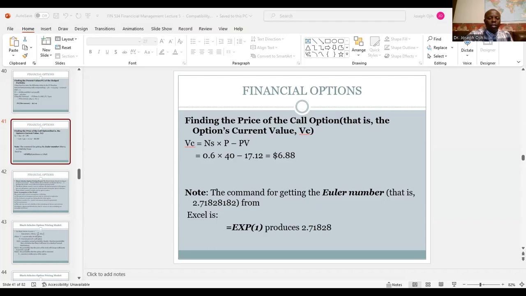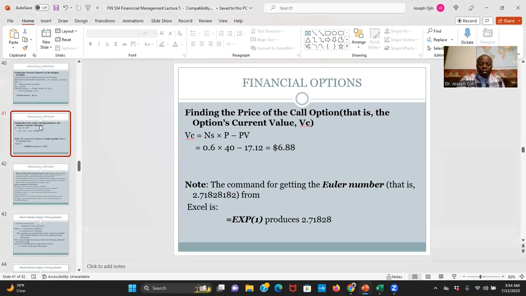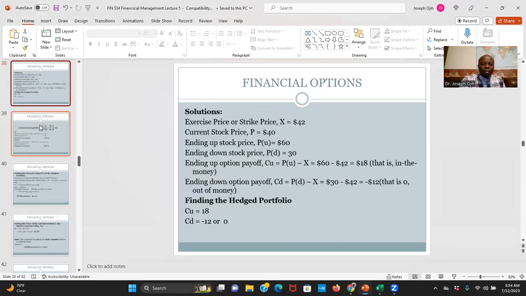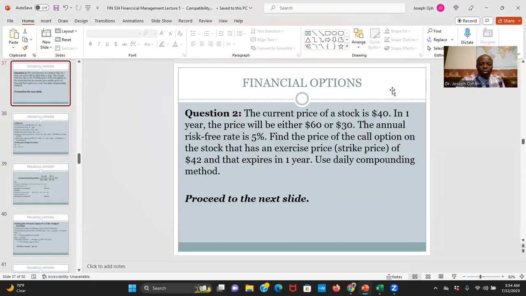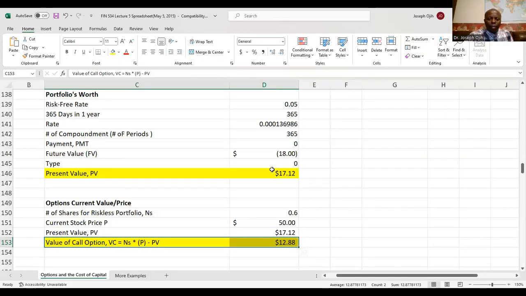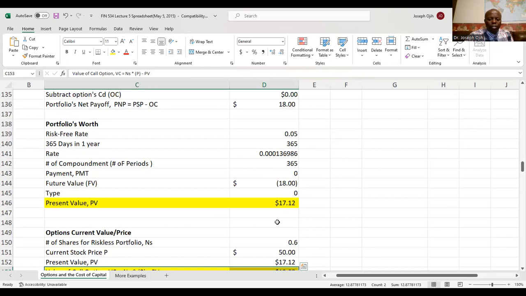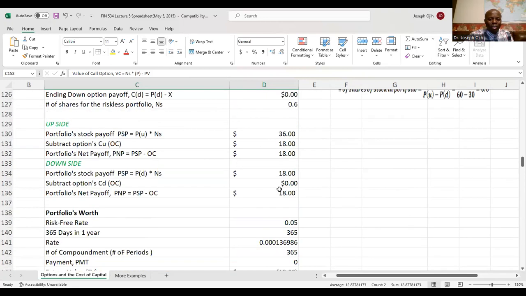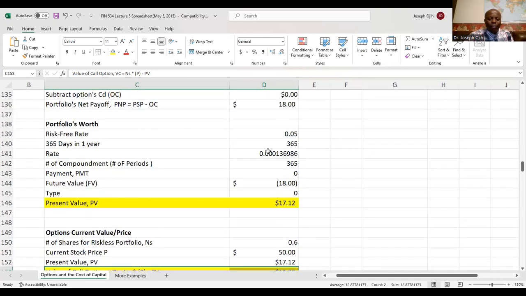If you remember, they told us here that the price of the stock is $40. So I came here in Excel and mistakenly put $50 here. Let me make sure I didn't make the same mistake. Yeah, see, I put $50 here instead of $40.